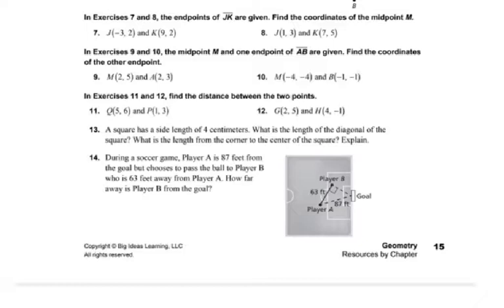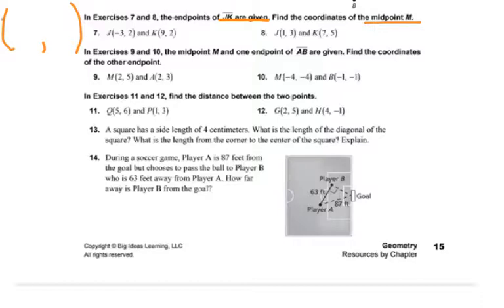Okay, so now we're gonna look at 7 through 14. Again, the first thing I'm gonna do is read the directions. It tells me that the endpoints J, K are given. Find the coordinates of the midpoint. We have a little formula that we did in our notes, and it looks like this. The first coordinate is your x's, and the second one is your y's.